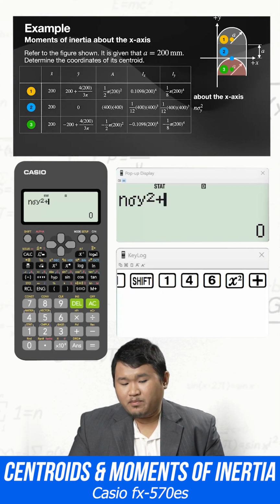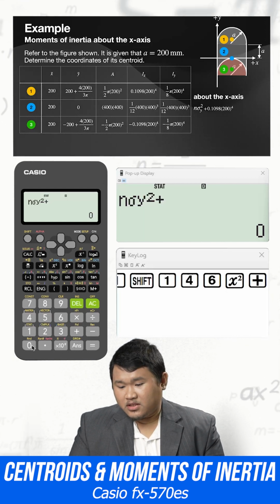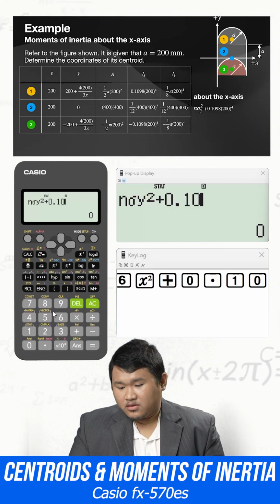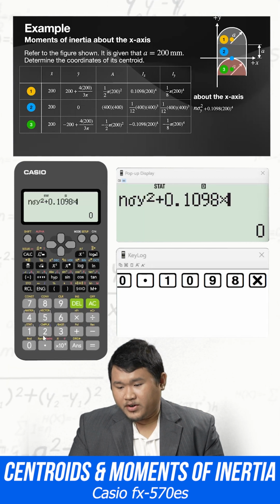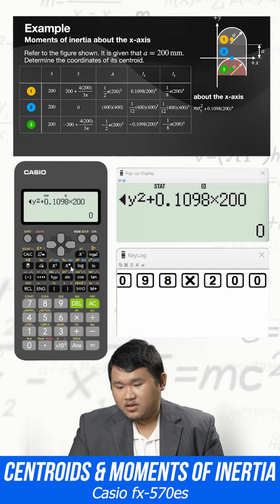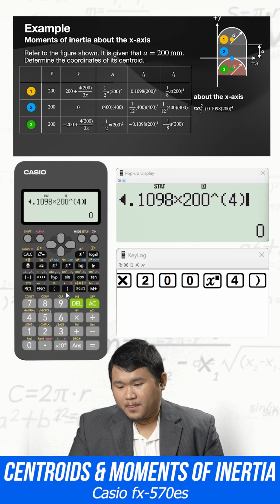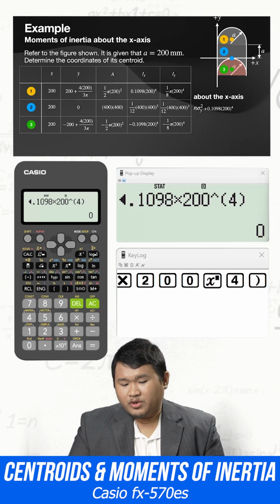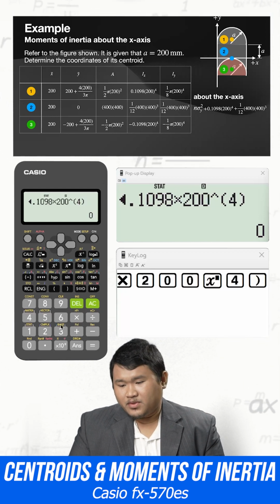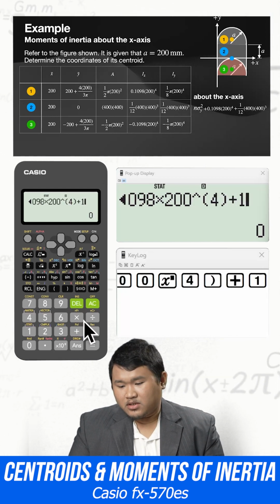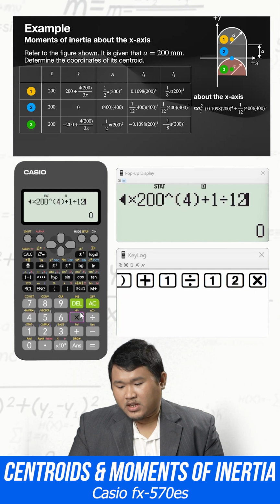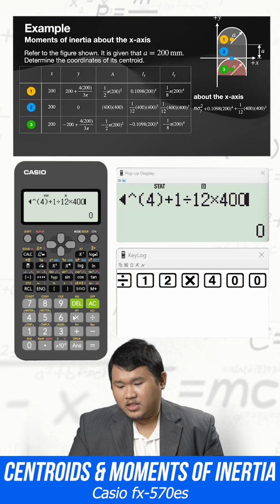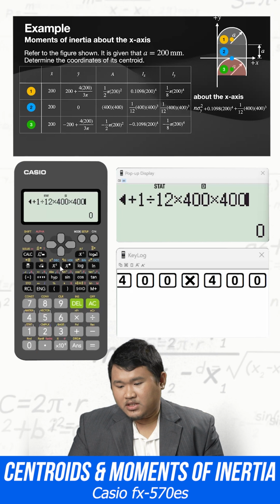So let's start with shape 1. So that's 0.1098 times 200 raised to 4. Let's input that. Okay, and then next shape, shape 2, we have 1 over 12 times 400 times 400 cubed. So let's also input that. Plus 1 over 12 times 400 times 400 cubed.